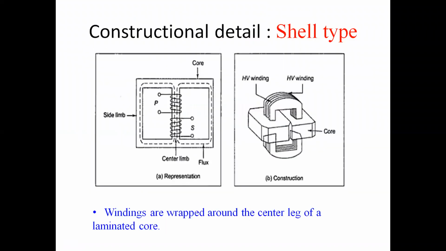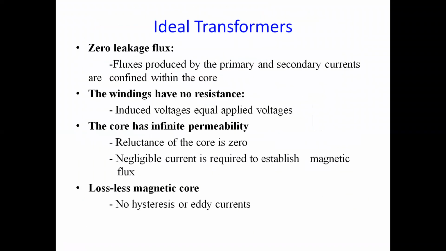We have discussed the transformer here. So ideal transformer, as we discussed, has zero leakage flux. So how to minimize the leakage flux? The flux produced by primary and secondary, if it is confined within the core, then there is no leakage flux. There was one question they asked: how to minimize the leakage flux. What is the leakage magnetic?